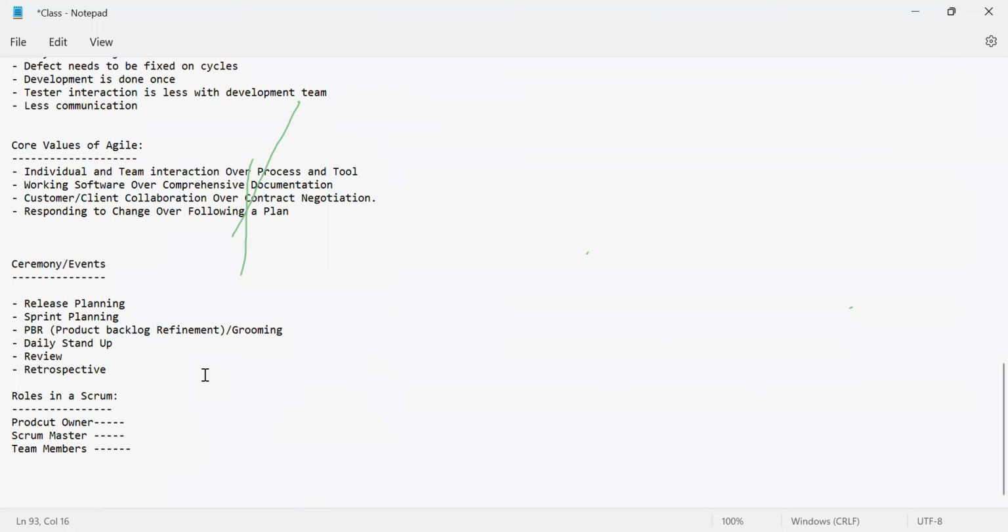Currently we are in sprint 1. This PBR happens in sprint 1. The stories that we will be working on in sprint 2 will be discussed in sprint 1. Likewise, sprint 3 stories will be discussed in the PBR of sprint 2. Likewise, sprint 4 stories will be discussed in the PBR of sprint 3. So it is always one sprint ahead.